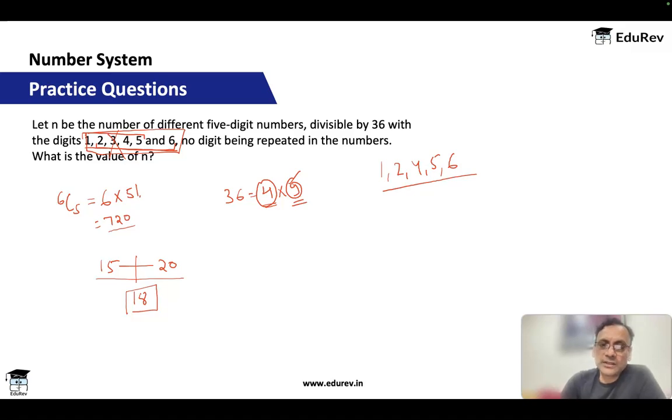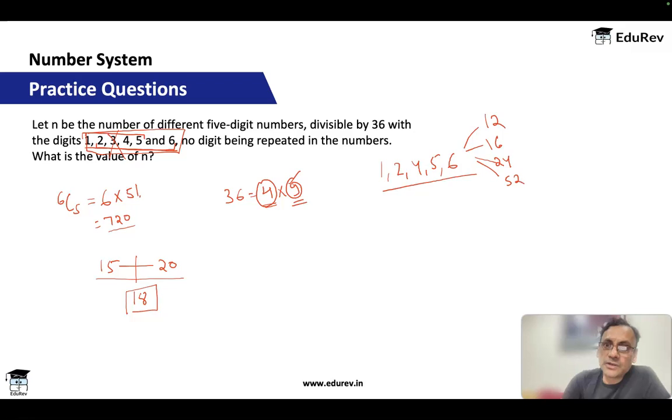Last 2 digits should be divisible by 4. So if you look here, the smallest possible ending can be 12. After 12, you can have 16. You can't have 20, but you can have 24. You can't have 28, but you can have 30. No, 3 is not there. You can't have 32. Then we move to 40. You can't have 40, you can't have 44, you can't have 48. You can have 52.